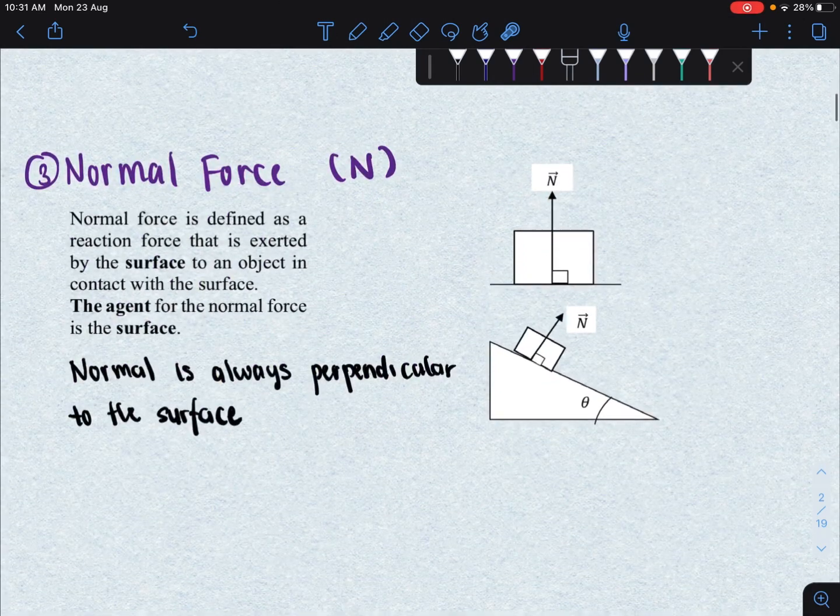Okay, next we're going to look at the normal force. Okay, normal force here we associate with the capital N. Kita guna simbol capital N untuk normal force dekat sini. Normal force is defined as the reaction force that is exerted by the surface to an object in contact with the surface. Alright, so dekat sini apa yang dia cakap adalah this force is actually a reaction force exerted by the surface. Maksudnya permukaan itu akan exert bila kita letak objek pada permukaan.